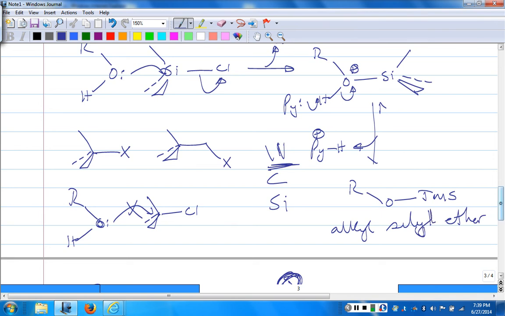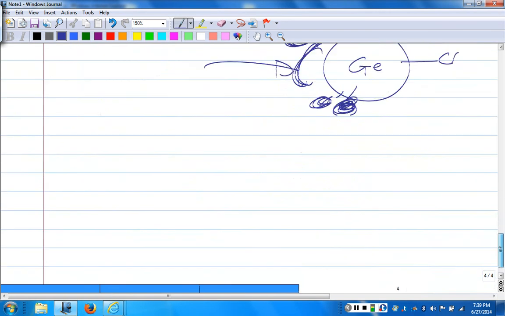Ethers, of course, would come in multiple flavors, right? There are dialkyl ethers. Those are the ones we're typically accustomed to, the ROR. There are alkyl silyl ethers, and there's no reason why we couldn't have a silyl ether, right? A silyl ether, so R3Si. Okay, so why are we studying this silylation reaction?